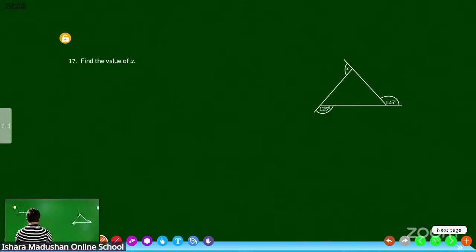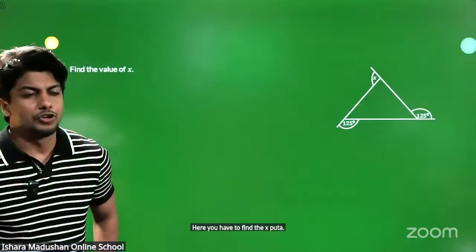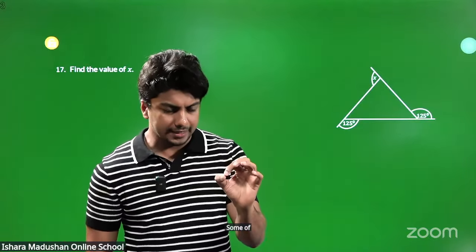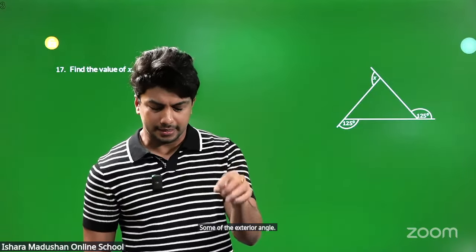Here you have to find the x, puta. You know, in any polygon, the sum of the exterior angles is 360 degrees.